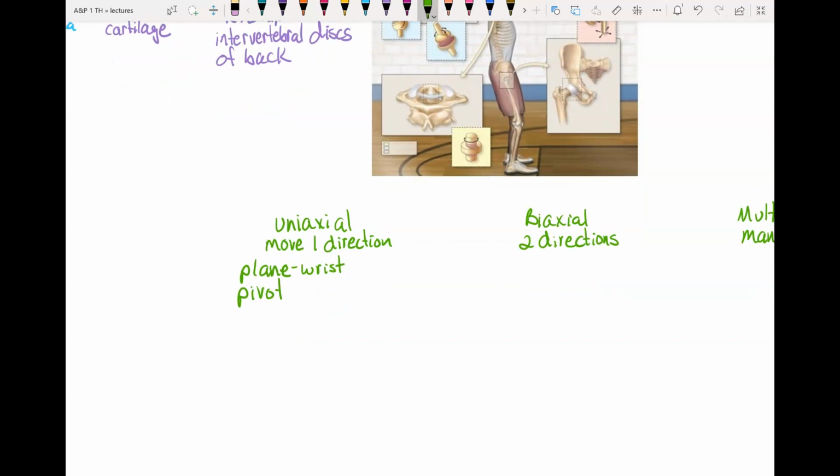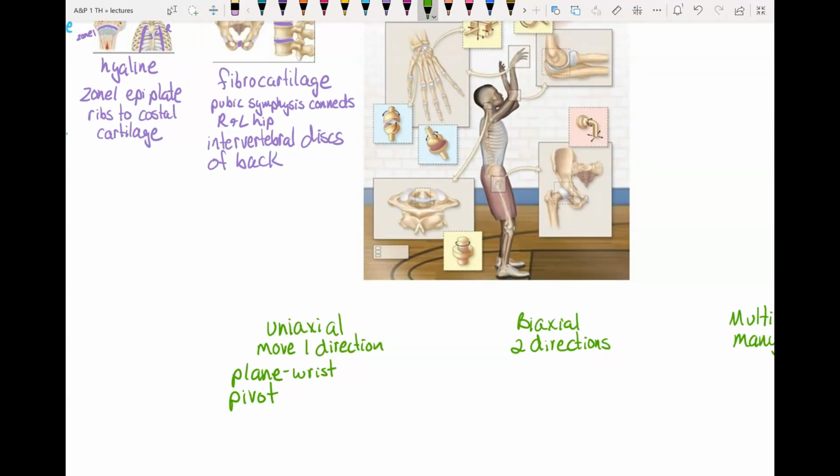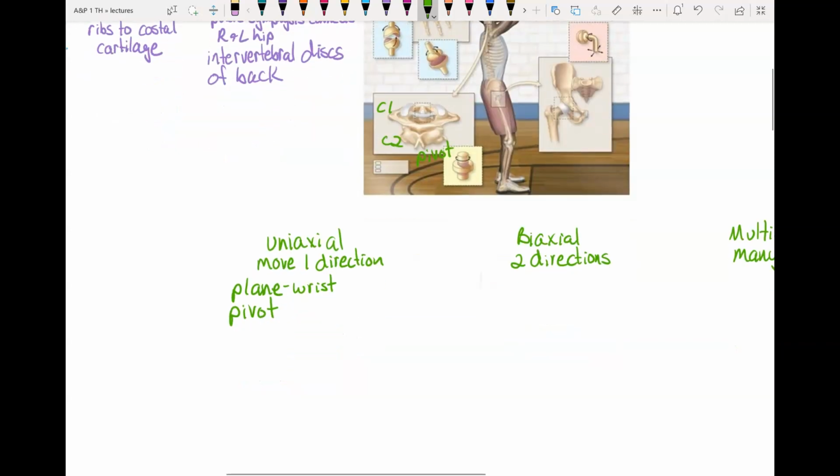Then we have pivot. Well, think about it, you probably know what pivot means. Pivot is to turn. This is in your head. So this one is the pivot. You can shake your head no because of the pivot joint. And here's your atlas. C1 is the atlas. Here is C2, the axis, because the atlas pivots on the axis. And that is how you turn your head.